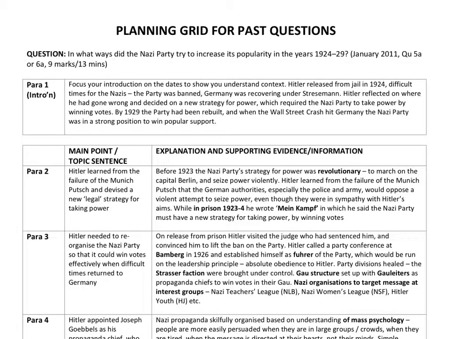One of the areas that the specification is now focused more strongly on from this year onwards is the so-called golden era of the Republic, when the Nazi Party was struggling, in other words, the middle of the 1920s. So I've written a model plan to a fairly common question that could come up, and it's this: in what ways did the Nazi Party try to increase its popularity in the years 1924 to 29?